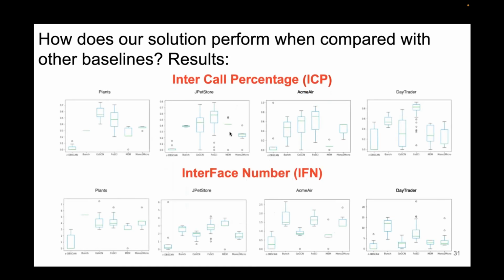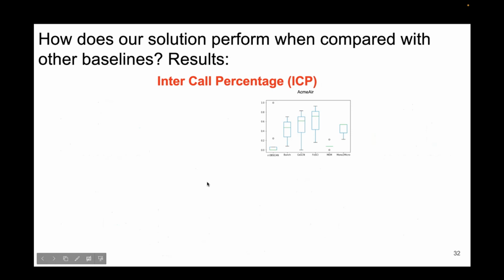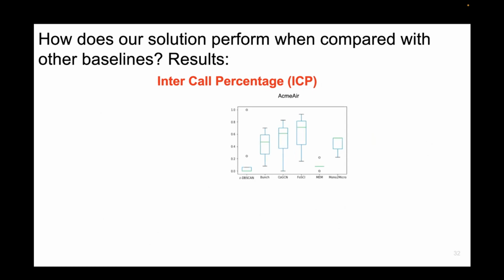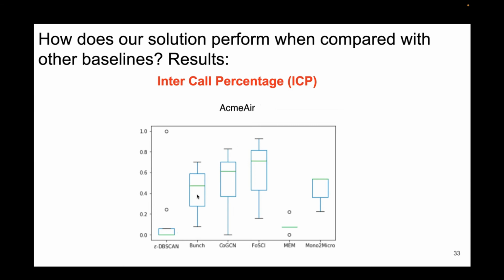As for ICP and IFN, our approach achieved the best score in all of the projects, where we can see here. But more specifically for ACME, for the ICP score, our approach was significantly better than the other baselines, with only MEM having close results.